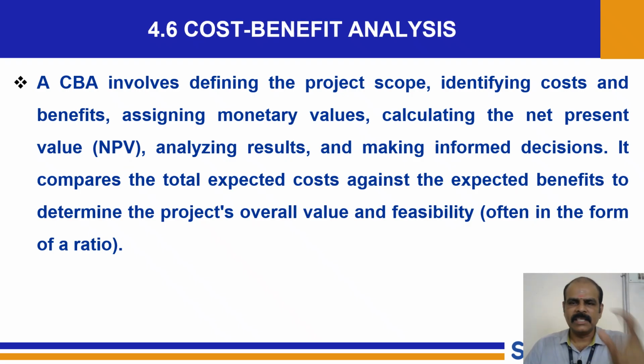So, two takeaways in this particular slide. The first thing is that CBA is going to give the answer in the form of a ratio. The threshold value will usually be 1. If it is beyond 1, the project is considered.